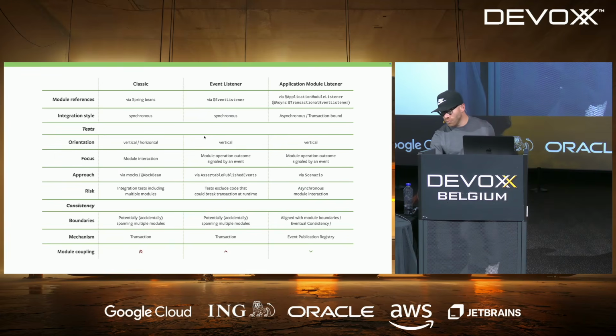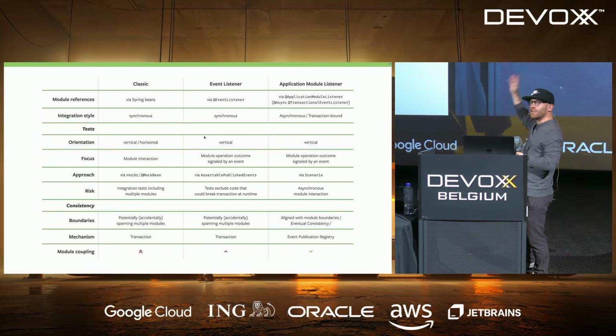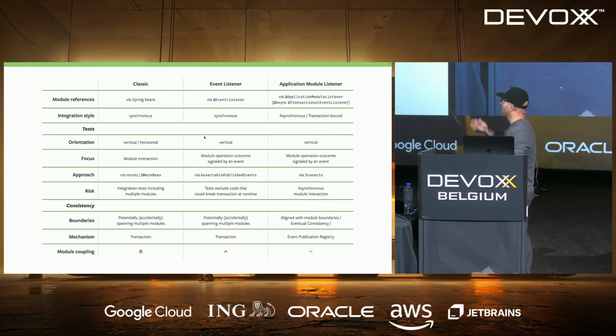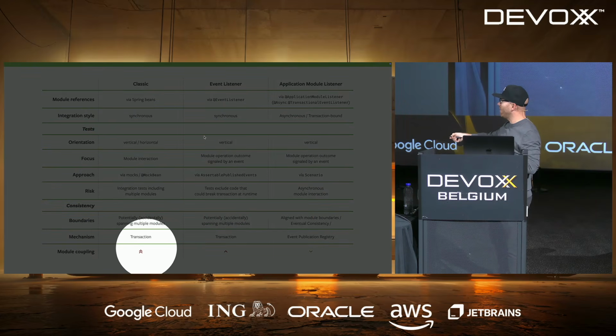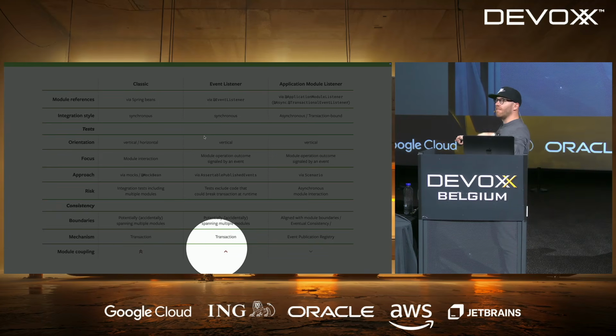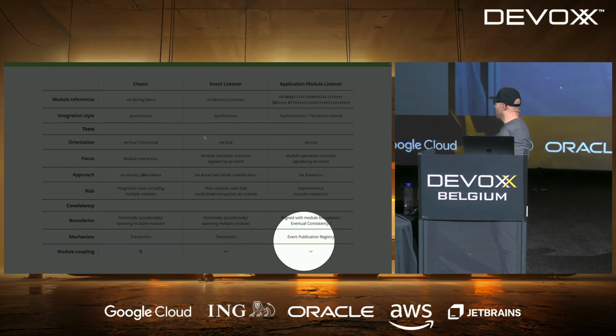But what it's trying to do, and I think it actually does that quite well once you wrap your head around it, is compare the three approaches of module interaction. Classic is via dependency injection, event listener is a standard event listener, and the application module listener is the most advanced, eventually consistent thing. And the ultimate thing you get here is that the module coupling is very high when you call into another module. It's slightly lower when you just publish events that other modules react to, and it's the least possible if you integrate the modules in that eventually consistent way.